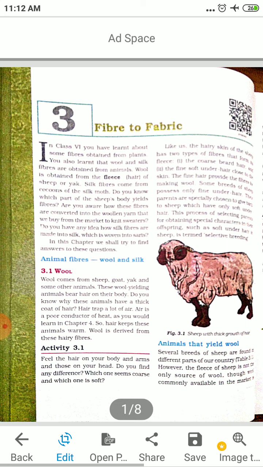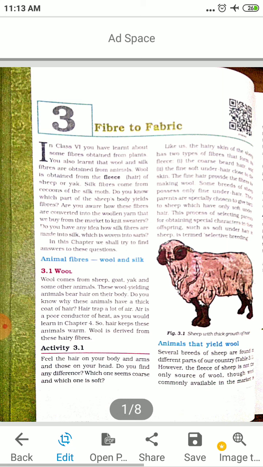Animal fiber, that is wool and silk. Wool comes from sheep, goat, yak and some other animals. These wool yielding animals bear hair on the body. Do you know why these animals have a thick coat of hair? Hair traps a lot of air. So, why do these animals have a lot of hair? To protect them from the cold.